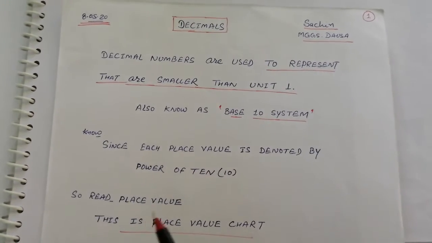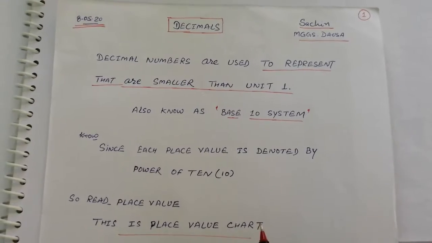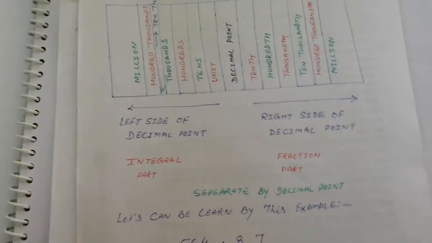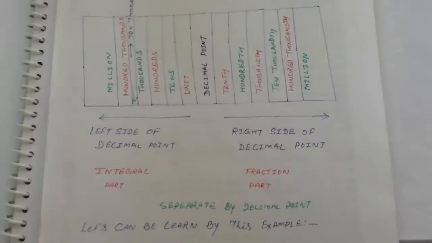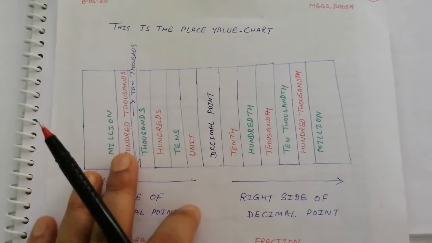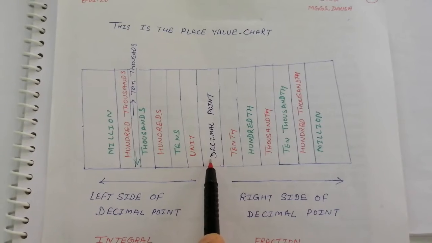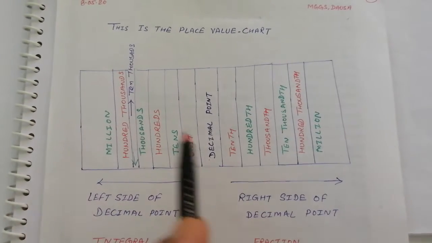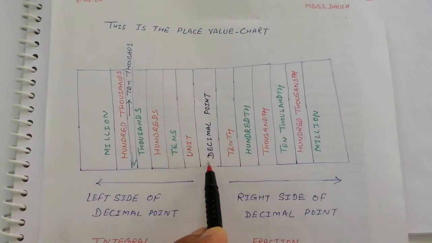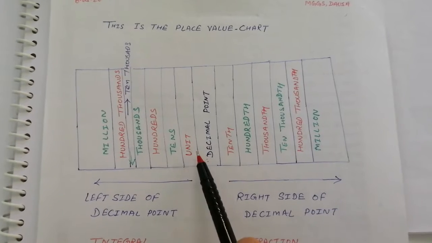What is place value? Read this place value chart. In this place value chart, we draw this chart. In the middle is the decimal point. There is a left side of the decimal point and a right side of the decimal point. The decimal point separates any number.